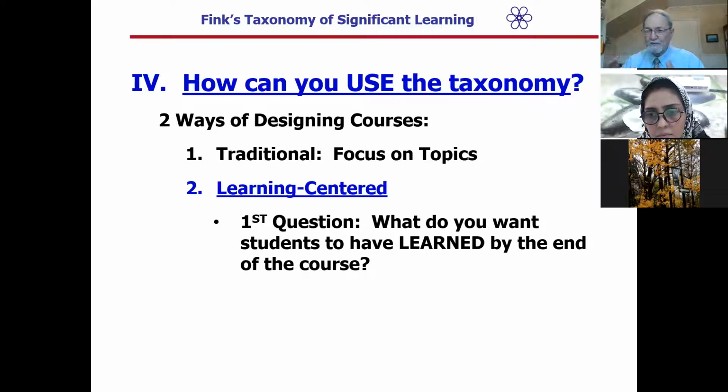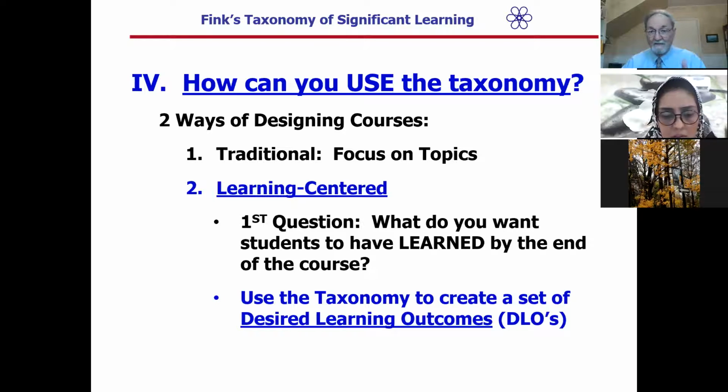You answer that core question first, and then you ask, what would the students have to do in their learning activities and their assessment activities and their feedback they get to learn that, okay? And you will use that taxonomy of significant learning to help you answer that question. Now, what you want them to have learned by the end of the course, I'm going to call that your desired learning outcomes. I'm going to use the short DLO, desired learning outcomes, to refer to that in the rest of my slides here.